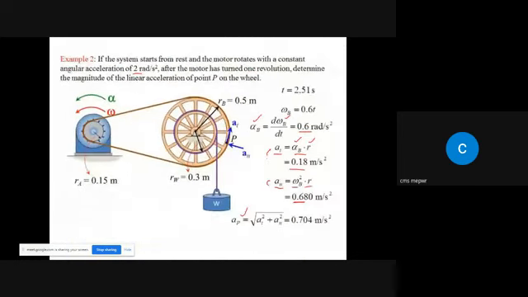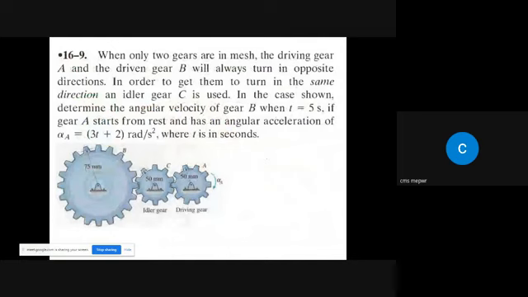Now let's try to solve one of the problems from your book. When only two gears are in mesh, gear A and gear B, the driving gear A and the driven gear B will always turn in opposite directions. In order to get them to turn in the same direction, an idler gear C is used, so that both gear A and B can have the same direction.